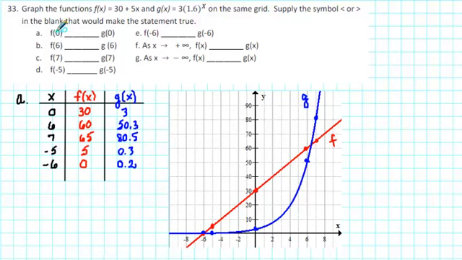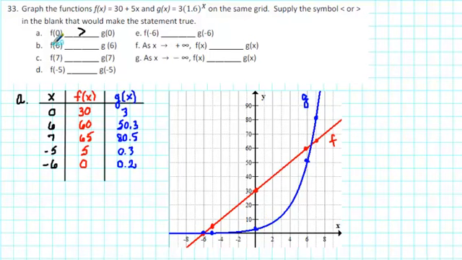In part A, we want to compare f of 0 with g of 0. Looking at the table, we can see that f of 0 is 30, g of 0 is 3, so f of 0 is greater than g of 0. Looking at the graph when x is 0, we see that f, the red graph, is above the blue graph. So when red is above blue, that means that f is greater than g.